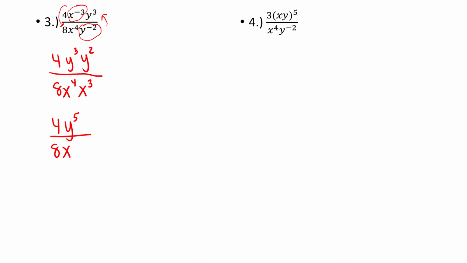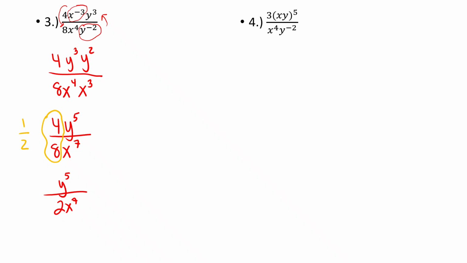x to the 4 plus 3 is 7. But I can do more here, and that is because 4 divided by 8 is 1/2. So my answer would be 1y to the fifth over 2x to the seventh. And of course, you don't need to write the 1 there.